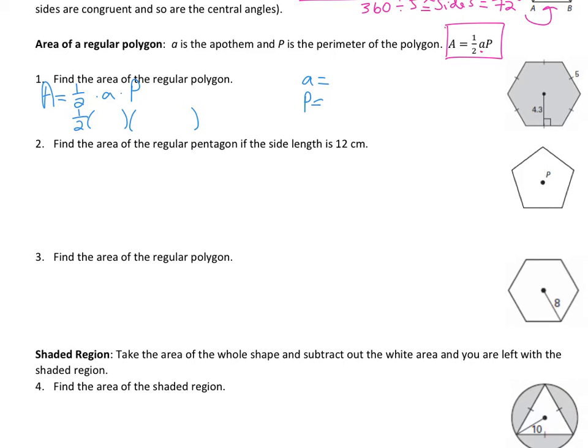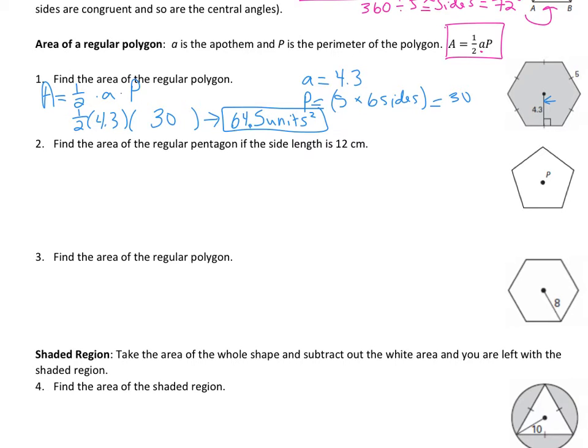So for the apothem, that is the 4.3, so that's our height right there. Then for the perimeter, we see one of the sides is 5, but there are 6 sides that are congruent. That would give us a 30 for the perimeter. So when we fill it in over here on the side, we've got 4.3 for the apothem times 30 times 1/2, and that gives us a total of 64.5 units squared.